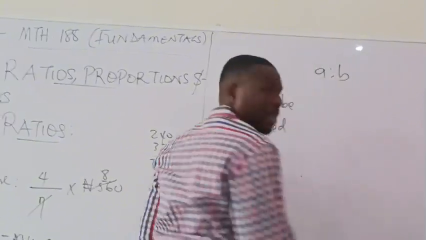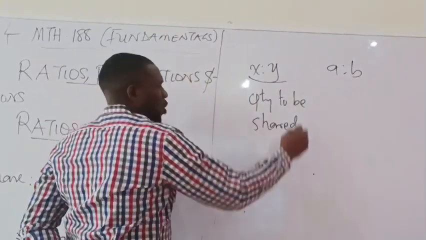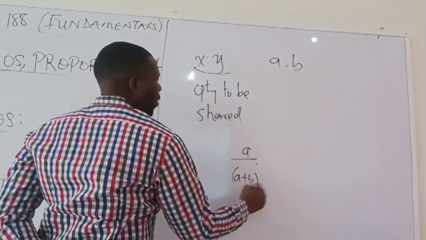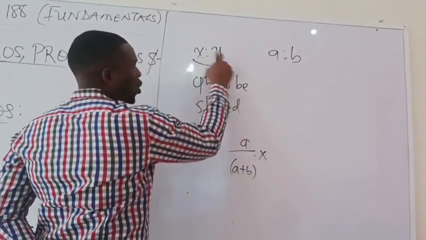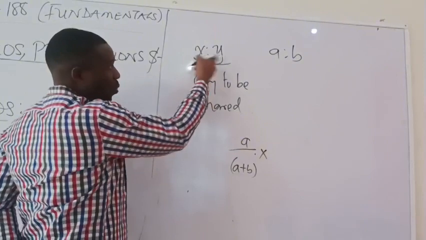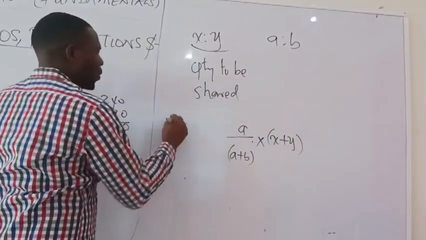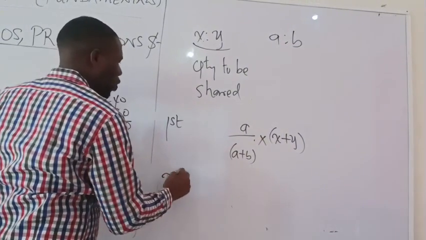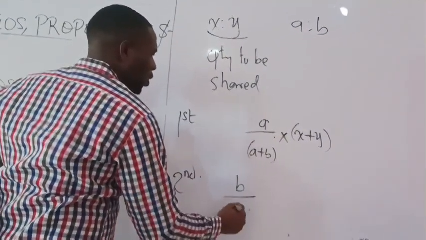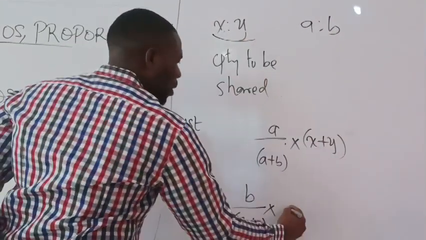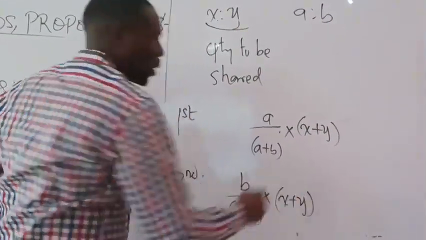Now, what would the first person's share be? The first person's share will be definitely a over the sum of the ratios, a plus b. And of course, you multiply by the sum of the two, because this has to be the variable point, so that is x plus y. This is the first person's share, and the second person's share would be b over the sum of the ratios, a plus b, times the overall points, which is the sum of the two, that's x plus y.